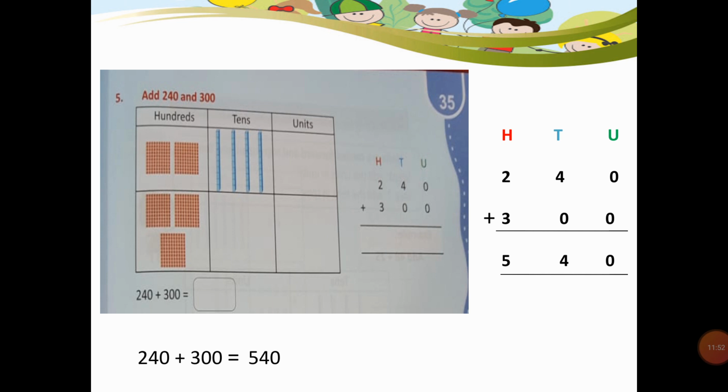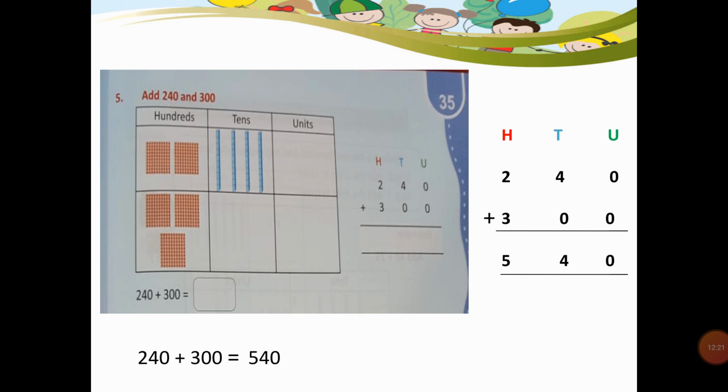Moving on to question number 5, which is given on page number 35 of your book. In question number 5, we have to add 240 with 300. In 240, there are 2 blocks in the hundreds column, so we will write down 2 in the hundreds place. And we have 4 bars in the tens column, so we will write down 4 in the tens place. And we have no units, so we will write down 0 in the units place.